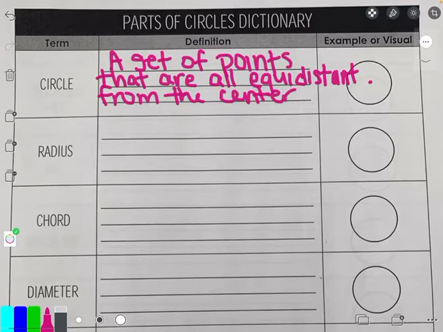So over here, there's my center. I'll call it point P. So I could call this circle P.